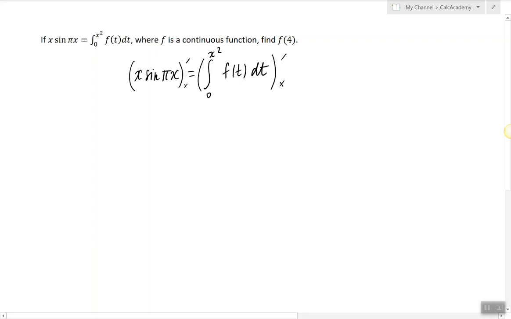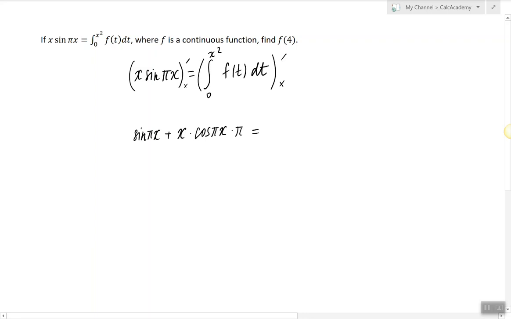So on the left hand side, we simply use the product rule. So what's the derivative of x times sine pi x? It's the derivative of x times sine pi x plus x times the derivative of sine pi x, which is cosine pi x times pi.